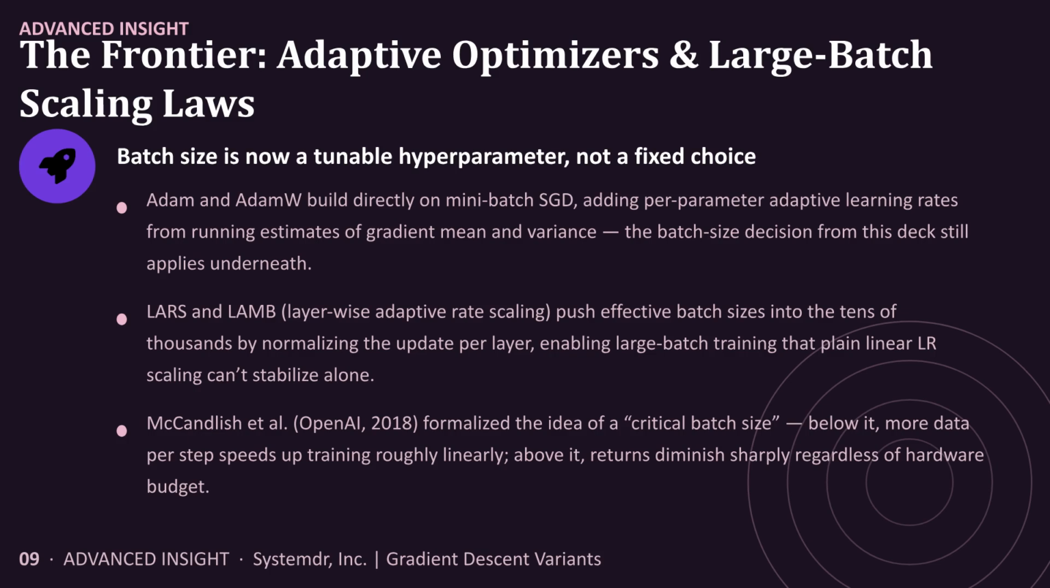A word of caution from production: teams sometimes overinvest in GPU count without ever checking whether they're already past their model's critical batch size. Past that point, the fix is architectural or algorithmic, not more hardware. Let's distill everything we've covered into decision heuristics you can apply directly.